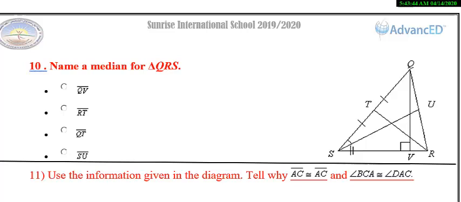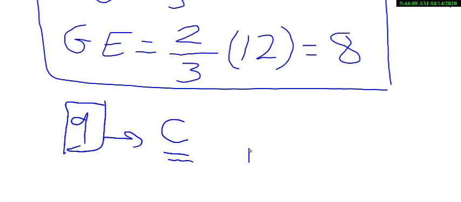Question number 10 states to find out the median of the triangle QRS. We need to get back to the definition of the median, that the median is the segment from the vertex of the triangle to the midpoint of the opposite side. So the only one matching the definition here is RT. So the correct answer for number 10 is RT, which is number B.